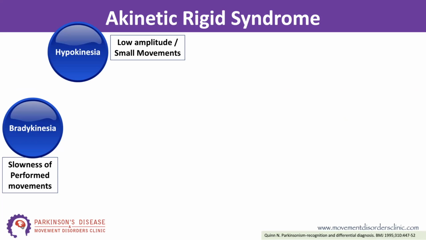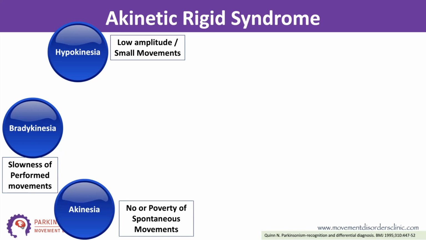And then you have hypokinesia. Hypokinesia is when you're not able to do the range with the full movement. It means you're doing it at smaller amplitudes than the required amplitudes or required range. Then we have someone who has akinesia. Akinesia means no movement, or poverty of spontaneous movement. That's what we should keep in mind.